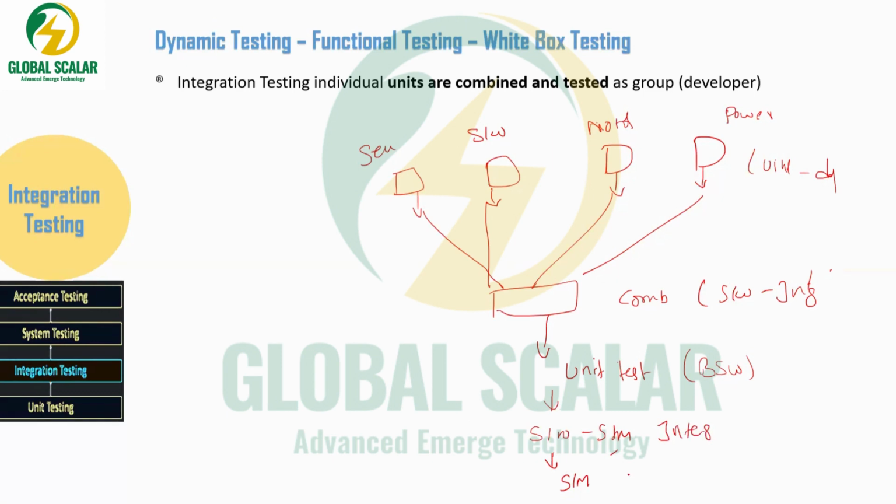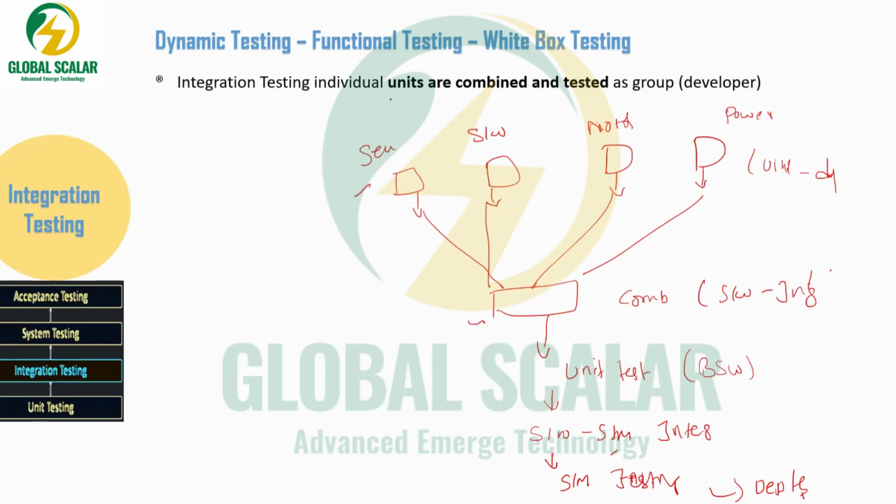Then they will do the system testing. Okay. And once this system testing is completed, then they will go with the deployment. So like that, the process will go. So as of now, we discussed the unit level testing, and now we are into the integration testing.